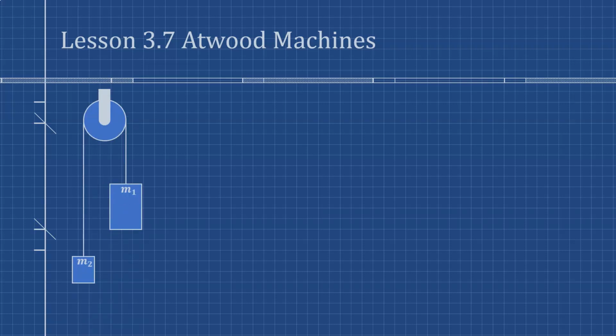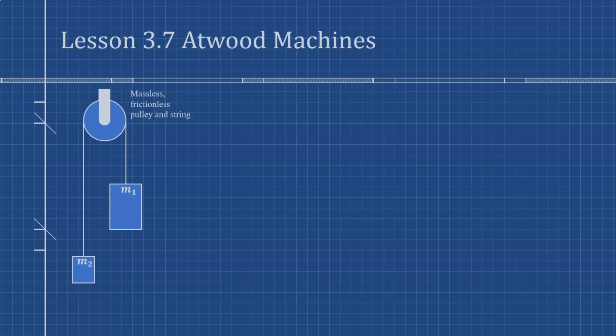Now, this is a basic Atwood machine. This is the foundational Atwood machine that George Atwood was working with as he was doing his experiments. Basically, it was just a pulley with a string passed over the top and then two masses tied to the strings. Now, we would say that the pulley has to be as idealized as possible. An ideal pulley has no mass and no friction.